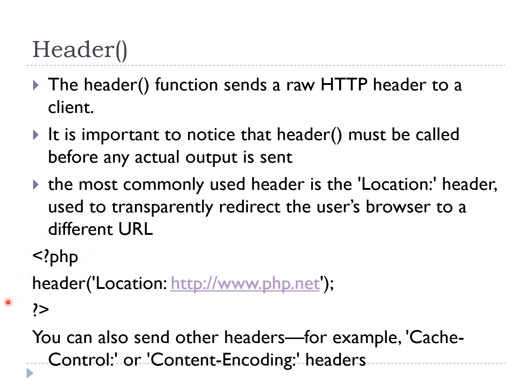We have a sample code. This is the PHP starting tag, then header, and we use Location colon and specify the URL here. Then the parenthesis is closed. Here, whenever this web page is loaded, it will be navigated to the php.net web page. You can also send other headers, for example, Cache-Control or Content-Encoding headers. If you want to cache the corresponding web page, we can use Cache-Control. If you use any content encoding schemes, you can use the Content-Encoding header.